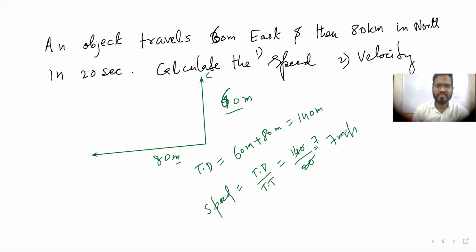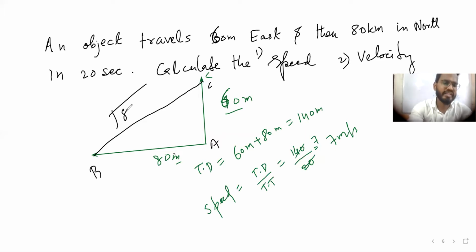Okay. So displacement, we can say now here is going to be like this. This will be the displacement, right? So 80, 60. This is A, this is B, this is C. So BC, if you want to find, then you'll have to apply Pythagoras theorem. So ultimately 80 square plus 60 square. So we can say 6400 plus 3600 is equal to 9000.